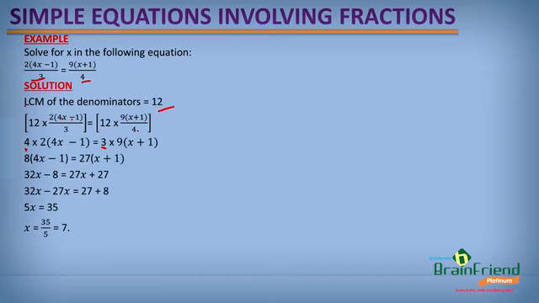Now expanding our brackets, 4 times 2 gives us 8, so we have 8 times (4x minus 1). And 3 times 9 gives us 27, so we are left with 27 times (x plus 1). Now expanding the bracket, 8 times 4x is 32x, 8 times minus 1 is minus 8, 27 times x is 27x, and 27 times 1 is 27. Now bringing like terms together, taking 27x across the equal sign becomes 32x minus 27x. Then this becomes 27 plus 8.